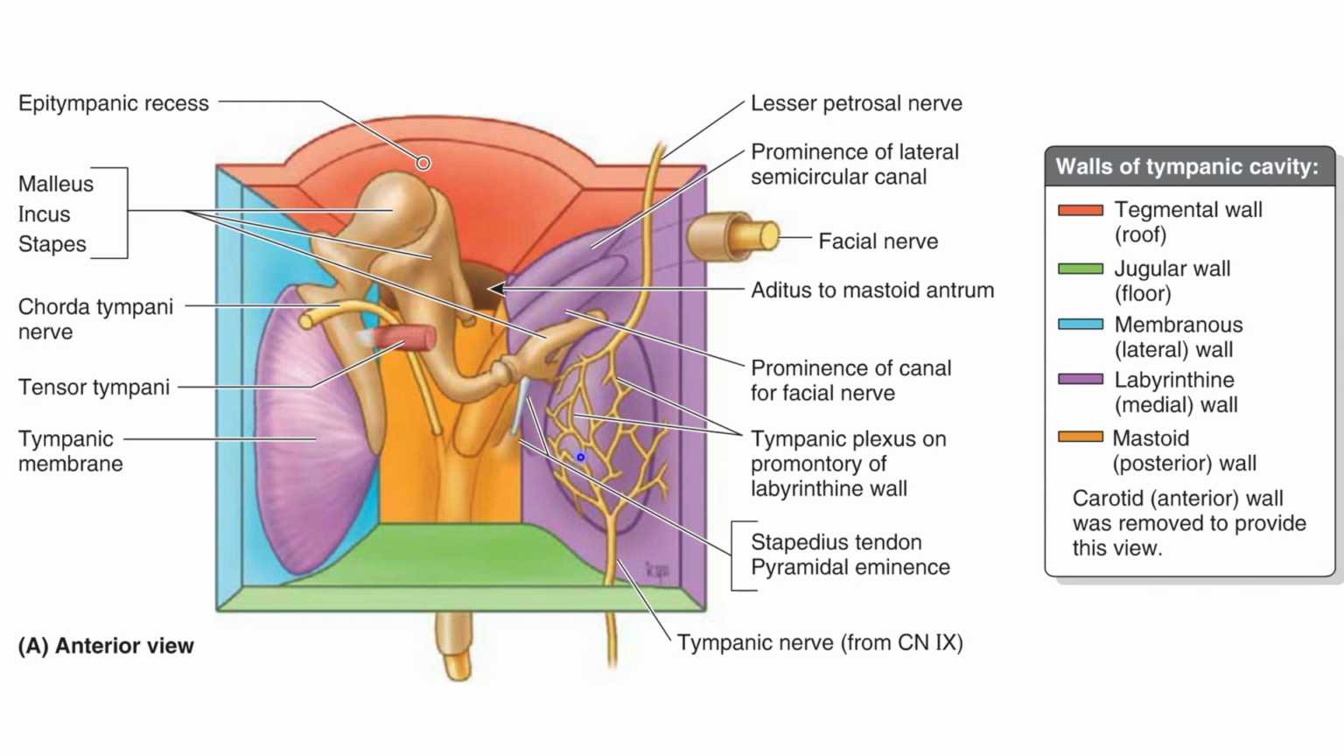Contents of the middle ear include the auditory ossicles, the malleus, incus, and stapes, which transmit sound from the tympanic membrane to the oval window, the tendons of the stapedius and tensor tympani muscles, which help to dampen sound, the chorda tympani nerve, a branch of cranial nerve 7, and the tympanic plexus of nerves.